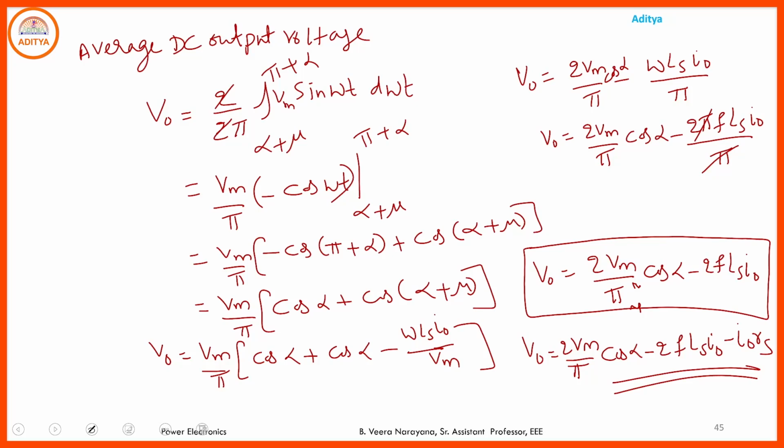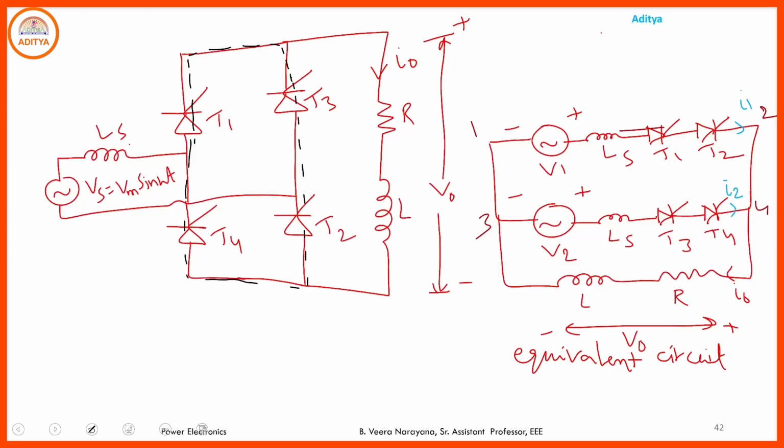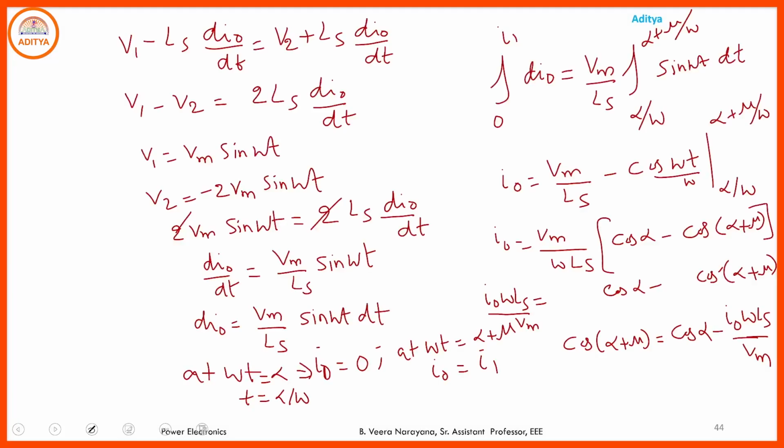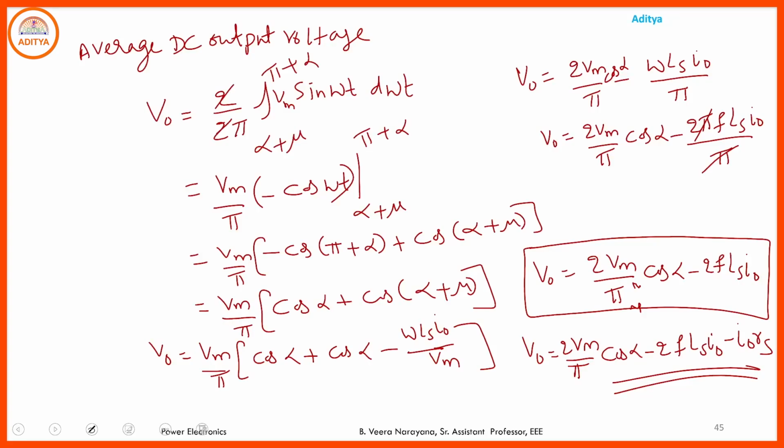So from this topic, what you observe here, the effect of source inductance on the single phase full wave converter means, due to the presence of the source inductance, the resultant voltage will be reduced by an amount of 2 f Ls into I naught. Here this 2 simply represents the number of pulses in the output voltage waveform.